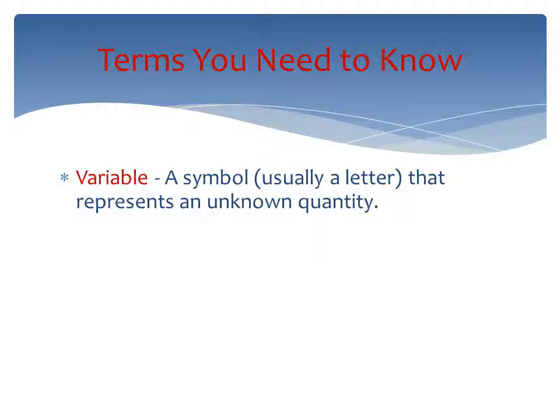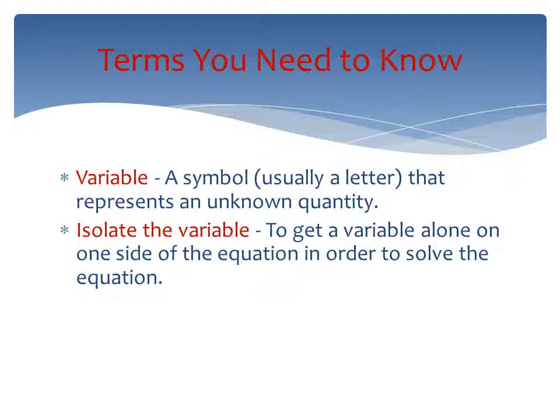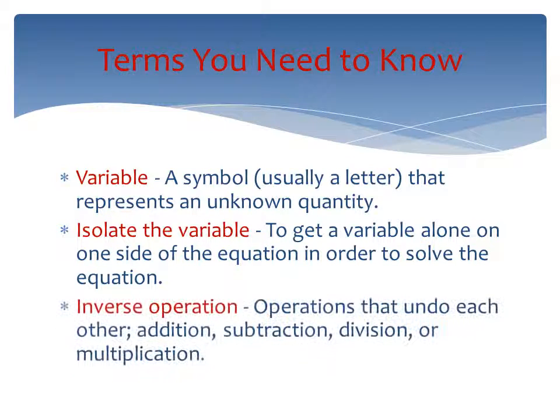Variable: a symbol that represents an unknown quantity. Isolate the variable: to get a variable alone on one side of the equation in order to solve the equation. Inverse operation: operations that undo each other. Addition, subtraction, division, or multiplication.